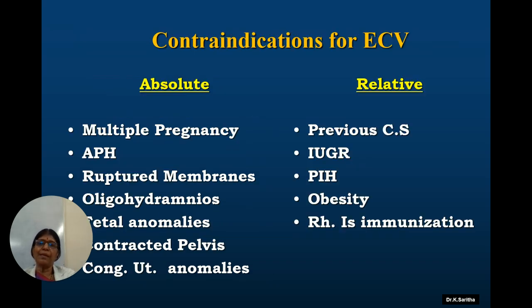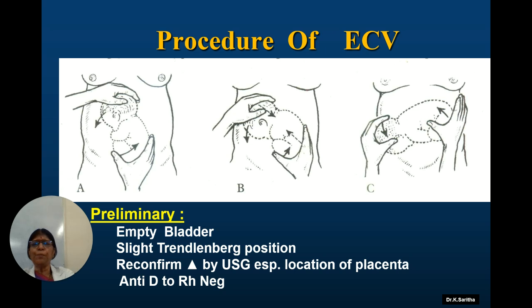Then contraindications are absolute and relative. We have already gone through the contraindications. It can be a multiple pregnancy. These are the absolute contraindications, and the relative contraindications are the previous cesarean section, intrauterine growth retardation, history of any PIH, and obesity, or Rh isoimmunization is a relative contraindication, because at the start of external cephalic version, you can give 300 micrograms of anti-D. And the procedure is, it's an outpatient procedure, and it is done without anesthesia.